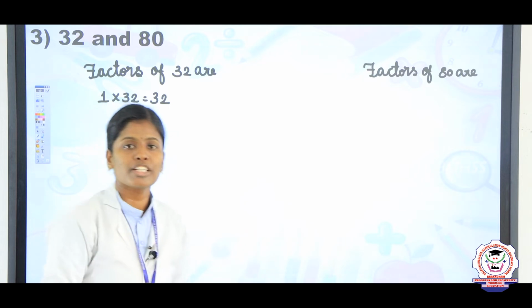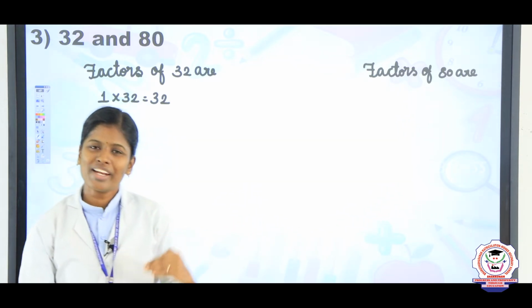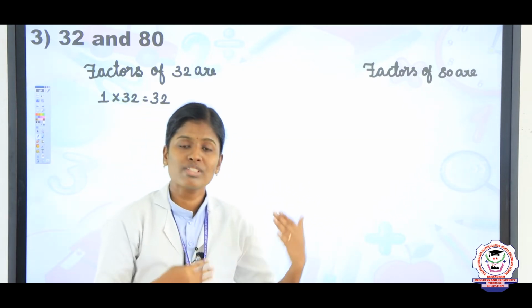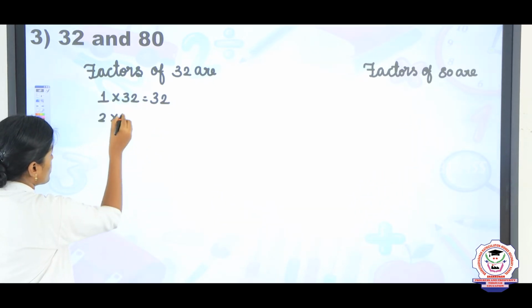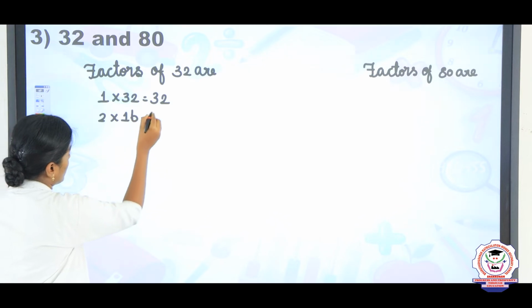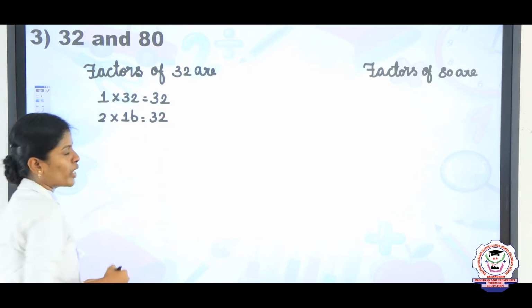So now tell me Anjali, 2 table of 32? Very good. How many times? 2 16s are 32. So write the answer. 2 16s are 32. The next one is the 3 table.